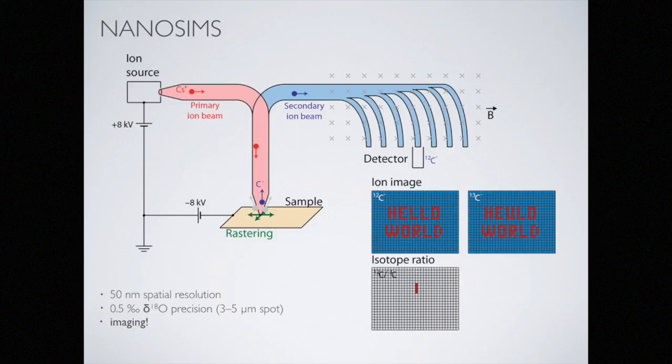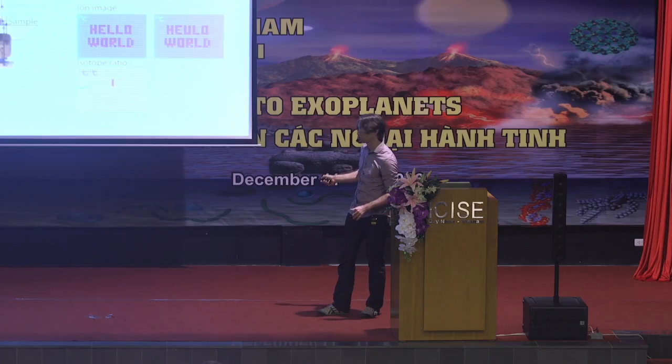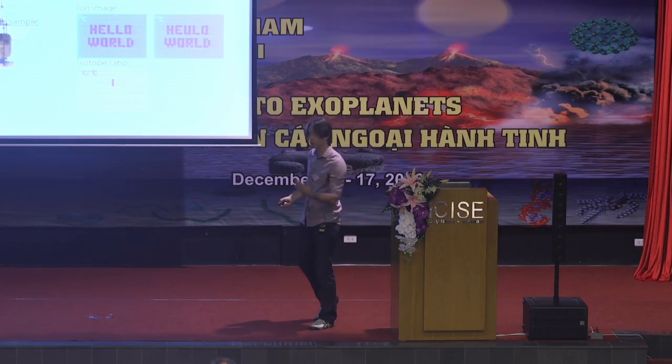Plus we can do rastering, which means that we not only can take spot measurements, but we can actually create ion images. And we have 7 detectors in parallel, so for each spot that we hit, we get 7 signals. For example, we can set one detector to carbon-12 and the next detector to carbon-13, measure the image, take the ratio of the image, and something that is different from the background will pop out as being enriched or depleted.